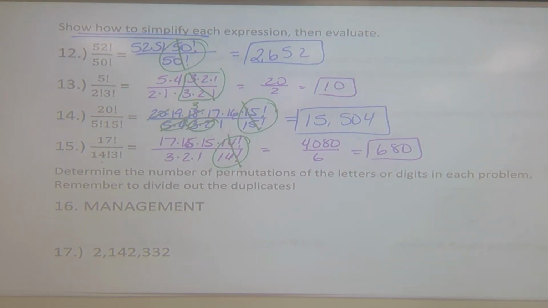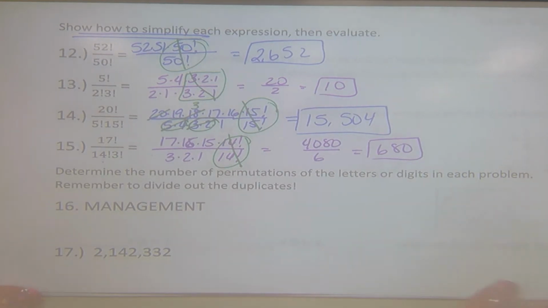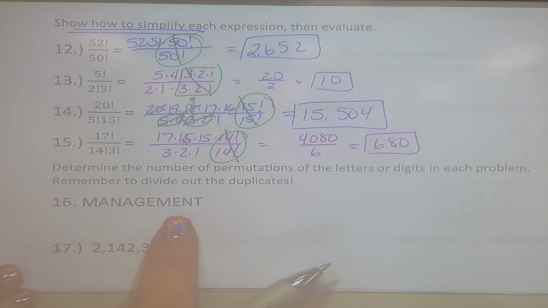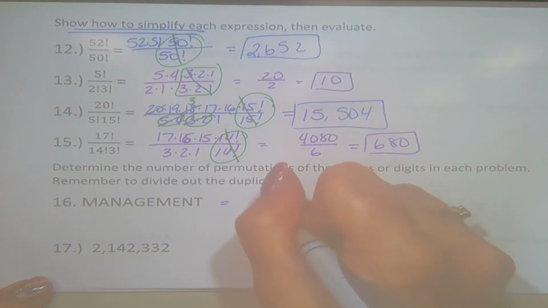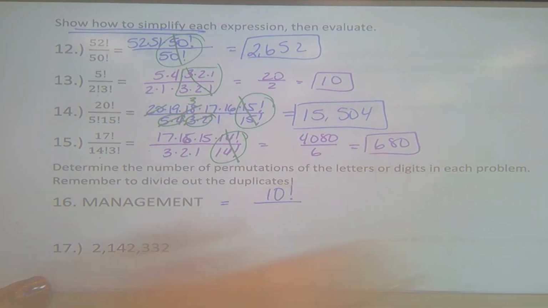The last two problems on this front side are doing permutations with duplicates. When I do permutations with duplicates, I need to divide out the duplicate items. I need to figure out how many different ways I can arrange these letters. Well, first I need to know how many letters I have. So I count the number of letters in management, and I find I have 10. So that means my numerator is 10 factorial. For my denominator, I need to see what letters are duplicated and how many times they show up.